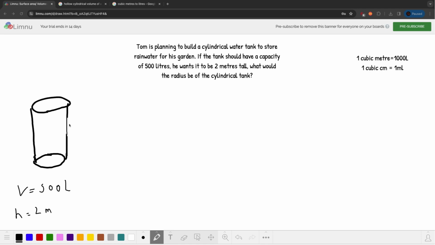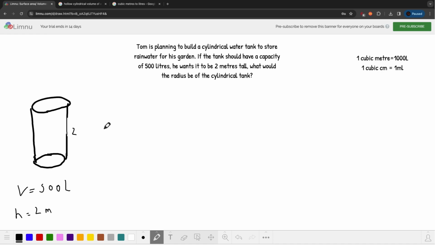So what I have done here is I have just drawn a cylinder and written down the information we are given. So we know that V, volume, is 500 liters and the height is 2, so I'll just write 2 here. What would be the radius?